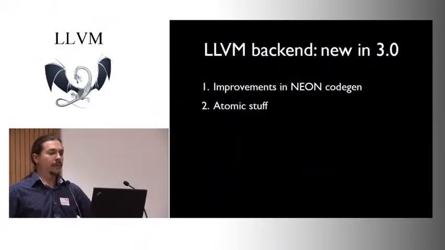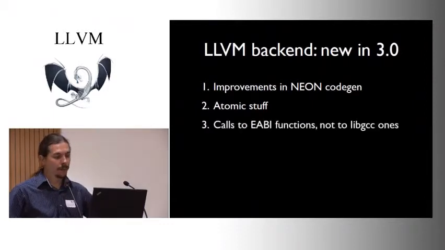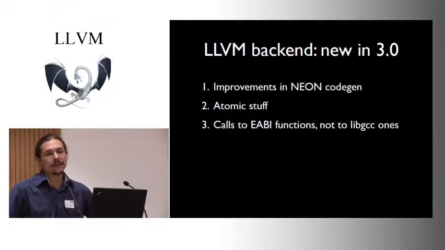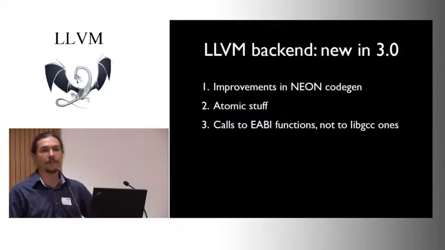We'll clean the mess with calling both libgcc and extended ABI functions. So there will be only calls to the extended ABI functions, not to libgcc ones. So you won't need libgcc, at least for C code. All you will need is the library which provides you extended ABI routines, for example, compiler-RT or some third-party provided ones.